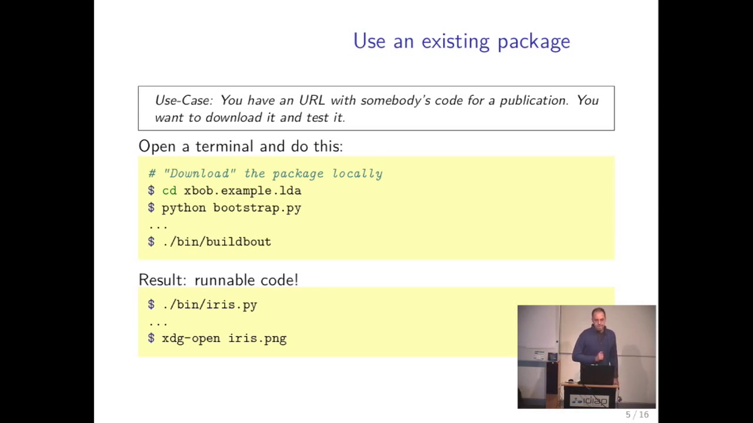Okay. So how do we actually use one of those satellite packages? And let's start with that, because that's the easiest. And the use case that we try to cover here is you read some publication, and somebody provided you with a URL of a package that reproduces that publication's results. Okay, so what you want to do at this point is to hit that URL, download the package, and test it.